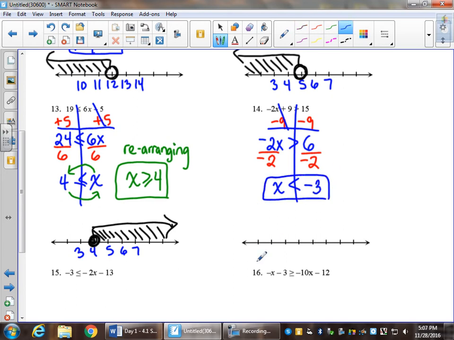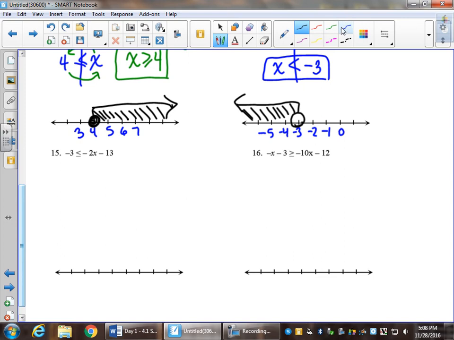Let's get some numbers on the number line. Negative 5, negative 4, negative 3, negative 2, negative 1, 0. Open or closed on negative 3? Strictly less than, so open, I don't see any or equal to, and then less than is left. And we're done. Number 15, line down the inequality sign.